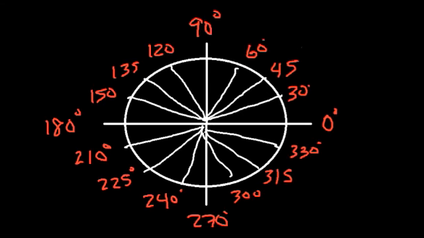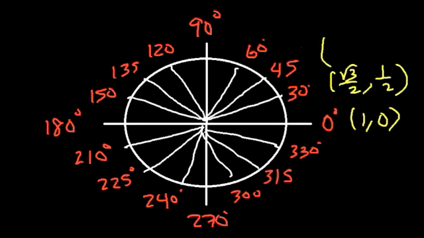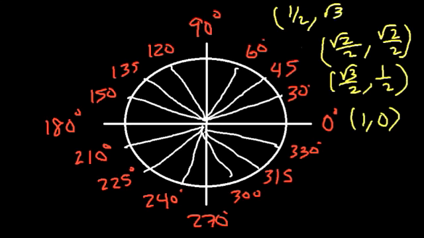You need to know the xy coordinates. So for 0, the coordinates are 1, 0. At 30, x is going to be root 3 over 2, and y is 1/2. At 45, it's root 2 over 2, root 2 over 2. And at 60, it's going to be 1/2, comma, root 3 over 2. And at 90, it's 0, comma 1.